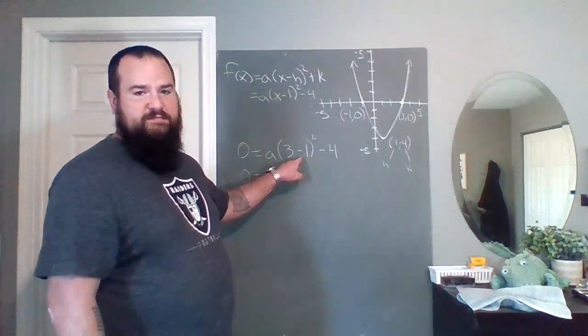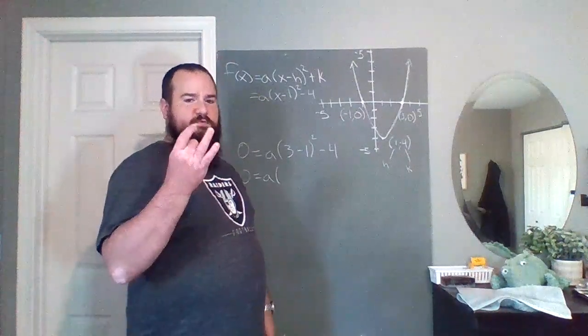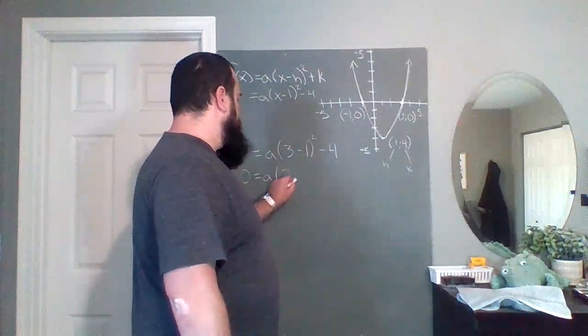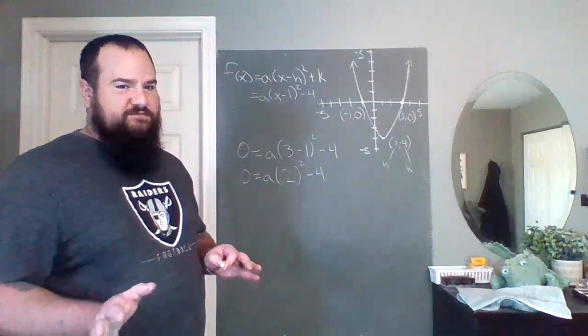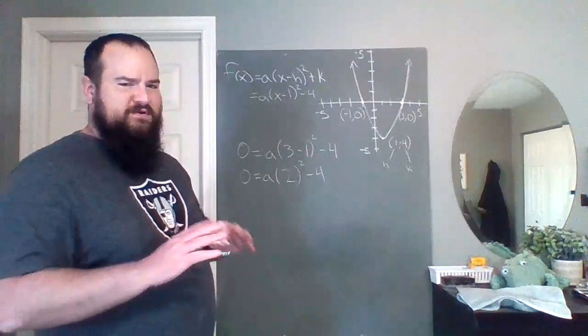First thing, what is 3 minus 1? Well, 3 minus 1 gives me 2. 2 squared minus 4. Now, this is a pretty easy function. I give it to you, right? But the process is the exact same.